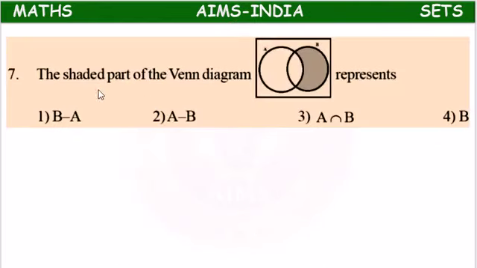Next, the shaded part of the Venn diagram represents what? So this is only B. This shaded part belongs to only B, because this part which is in A is not considered. So only B means B minus A.